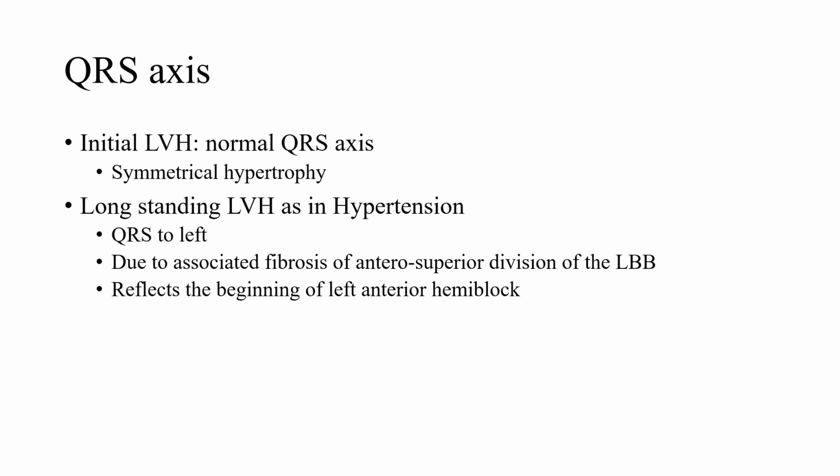QRS axis: initially there will be a normal axis because there will be symmetrical hypertrophy, the same as uniformly enlarged. But long-standing hypertension and left ventricular hypertrophy will cause the QRS axis to deviate towards the left side because there will be associated fibrosis of the antero-superior division of the left bundle branch, and as a result the patient develops left anterior hemiblock. So the left anterior part will get blocked and more of the left posterior conduction happens, and that will result in the shifting of the QRS axis towards the left side.